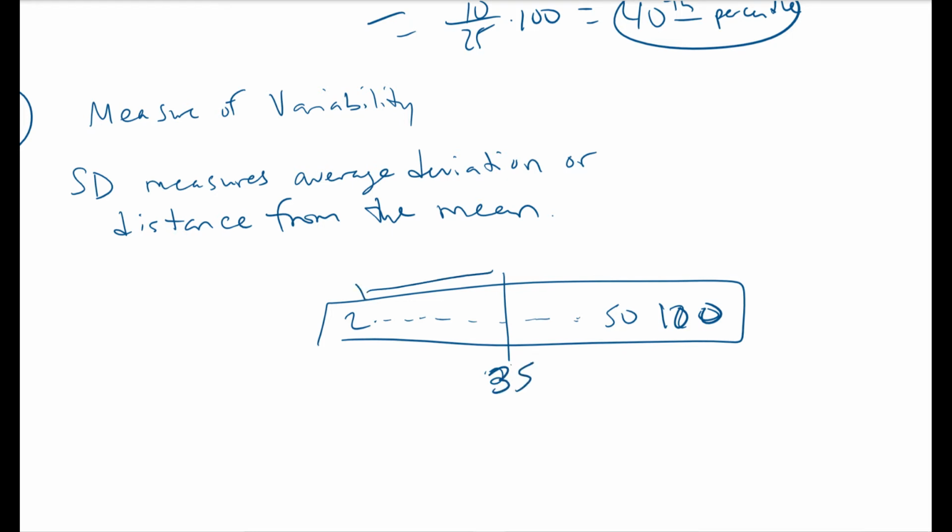Then the distance from 2 to 35 is 33. Actually this is negative 33, because negative means to the left. And then the distance from 35 to 100, right? That's huge. That's about 65. From 35 to 50 is about 15. And then what we do is we square those distances, we add them, and then we do the average. So that's like the average deviation, the average distance from the mean. It gives you an idea of how spread out the data is, because if it's a large number, that means the data is spread out.